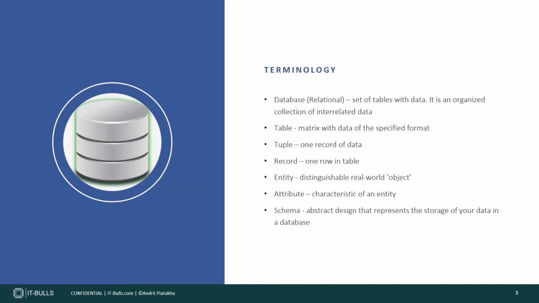What are tables? Table is a matrix with data of the specified format. In a table you have rows and columns. Each column has a name. Also each column has a data type. We can specify what kind of data will be stored in this column. Tuple. In relational databases, we use this term to describe one record of data. Okay, so what is a record? Record is one row in a table.